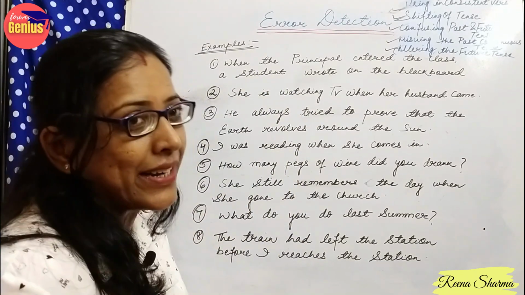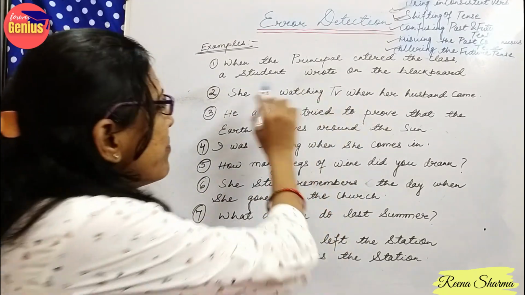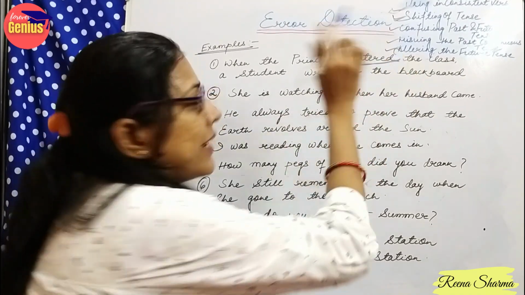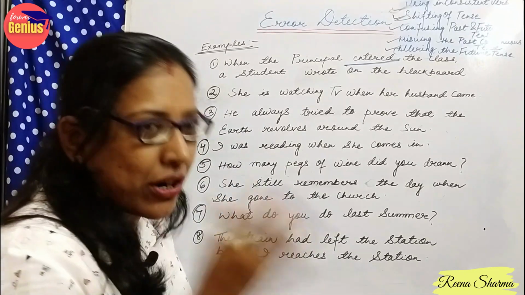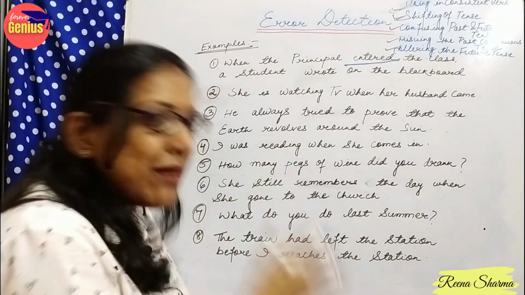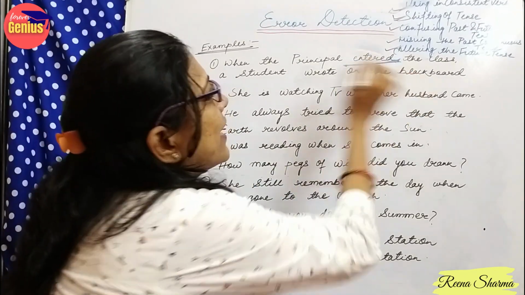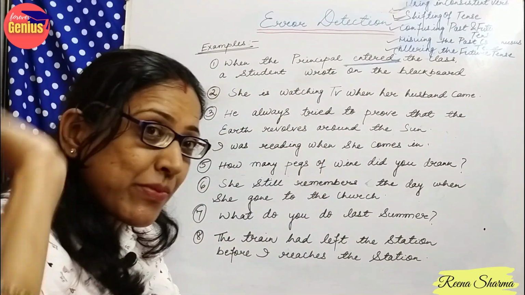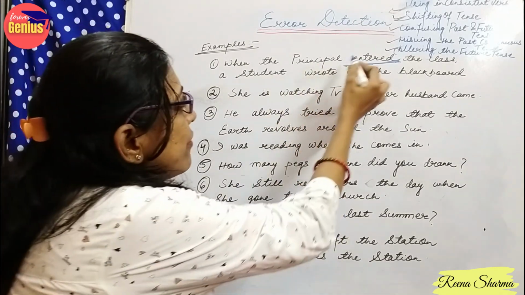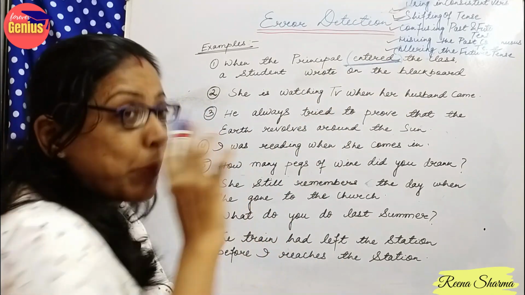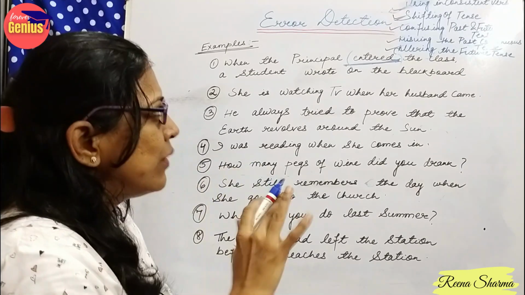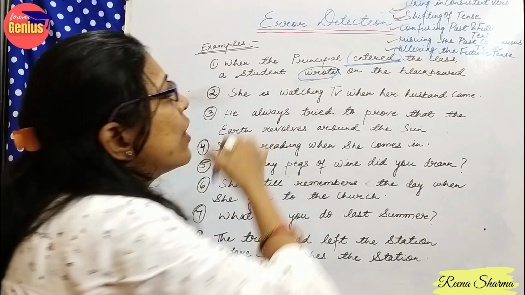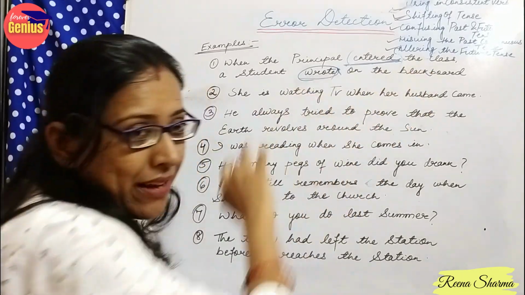See, how to identify? We will check the verb form. When the principal entered the class. Entered means it is past tense. The act or the event had taken place. The principal entered the class means when he entered, a student was doing something in the class. So this is simple past tense, but the student wrote on the blackboard. How does it seem to be correct? This is the wrong form. What should be the word here?